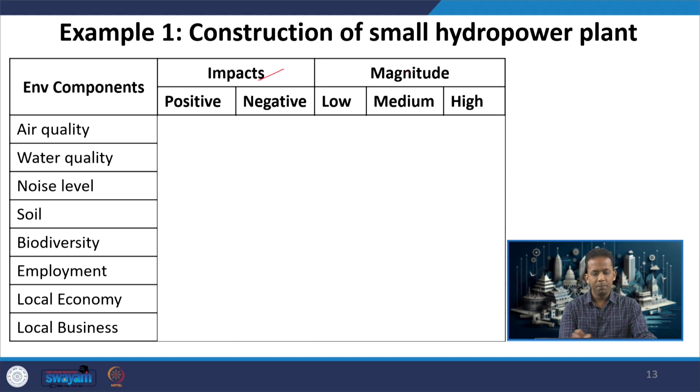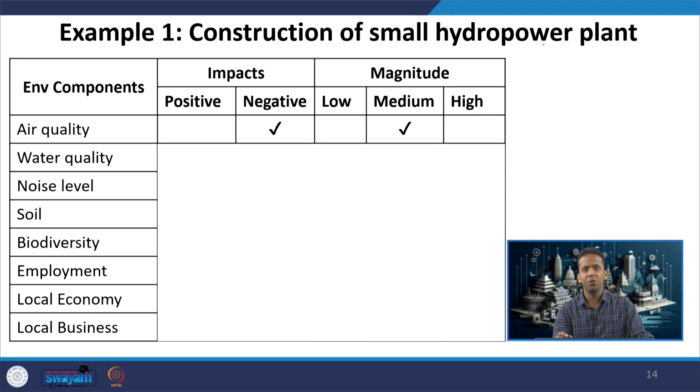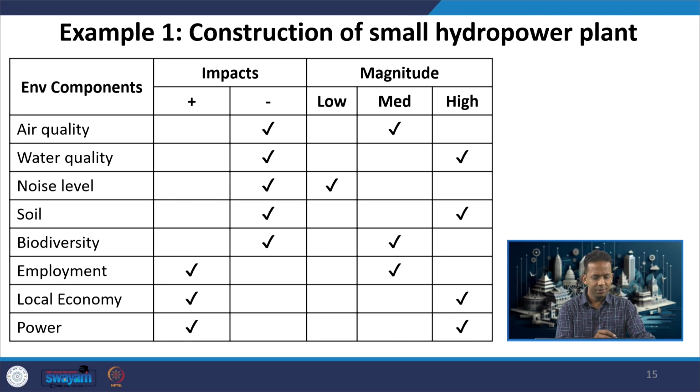So, once these environmental components are listed down in the first column, in the subsequent columns you have impacts. Impact can be positive or negative, and magnitude can be low, medium or high. This is particularly for this example. So, if there is a construction of a hydropower plant, during construction air quality is going to be affected negatively. The magnitude, let us assume it is medium impact. Similarly, water quality would be affected negatively, noise level would be there, soil would be impacted, biodiversity would be impacted negatively, and some of those impacts are low, medium or some of them are high.